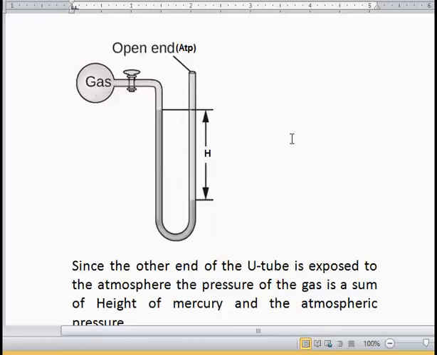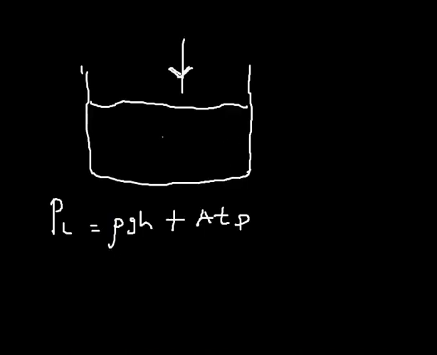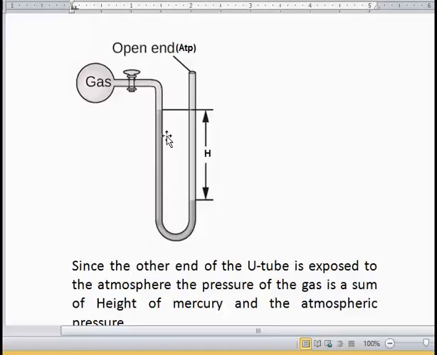So invariably, the total pressure acting on this gas is not just going to be due to the molecules of the gas. You're also going to include the atmospheric pressure. So for you to measure gas pressure, the very first pressure you measure is the pressure due to the difference in height between the two arms.